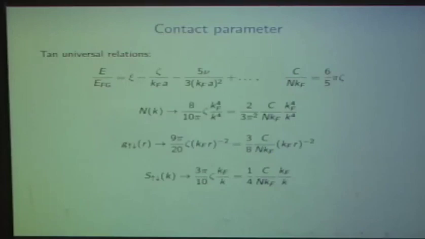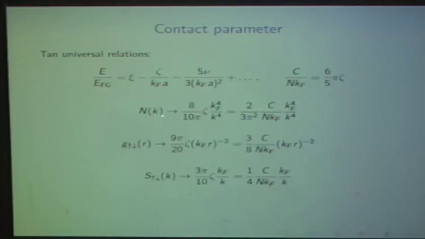So now, let's talk about the contact parameter. You know there are these very wonderful relations introduced by Shina Tan, and it showed that essentially several quantities are related by this parameter called the contact parameter. So by expanding the equation of state, the derivative with respect to scattering length essentially relates the equation of state to the contact. So the contact is equal to this factor times this coefficient.